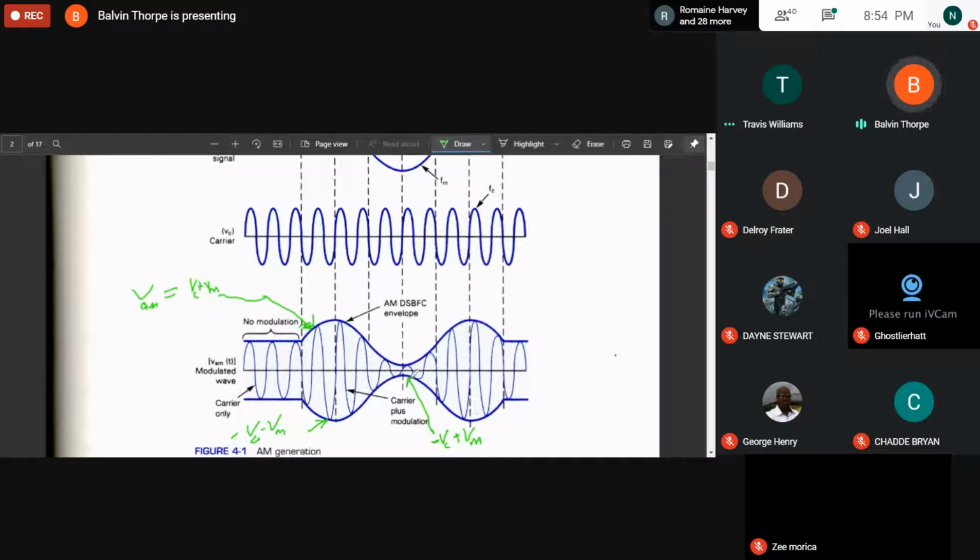Right here, you agree that at this point it will be VC minus VC plus VM, right? Yeah. Okay. So what happens here mathematically? Emma, you're using numbers. Is that going to be minus 10 plus what? 10. Okay. So what would be the amplitude of the modulated wave at that point? 0. Is amplitude modulation happening at that time? No. Okay. So what can you say from that?